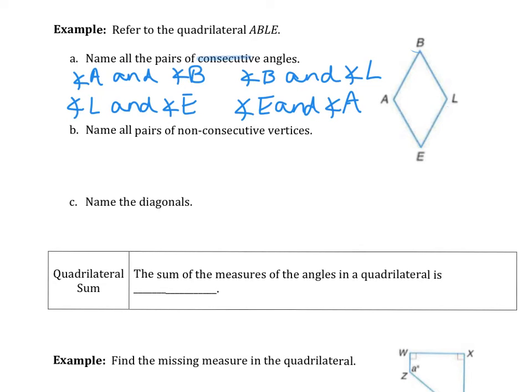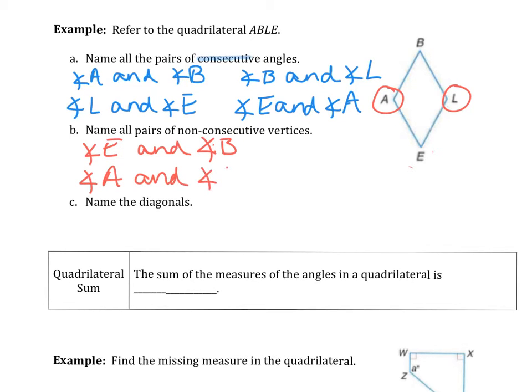All right, so the non-consecutive vertices, those are the vertices that are not right next to each other, or in the case of a quadrilateral, across from each other. So I will go ahead and start with angle E here. Angle E, its pair for non-consecutive is angle B. Let's fix that. And then I'll go with the other two. I'm looking at angle A and angle L. Okay.